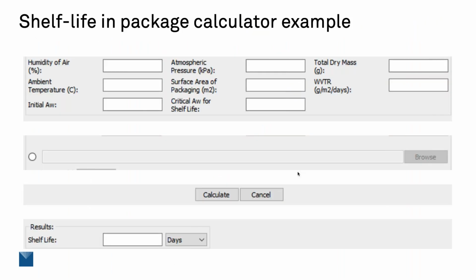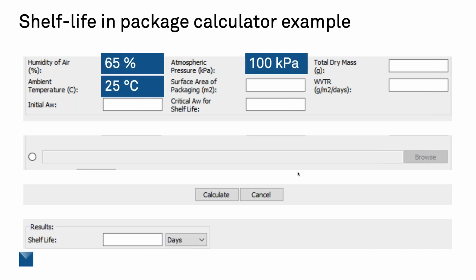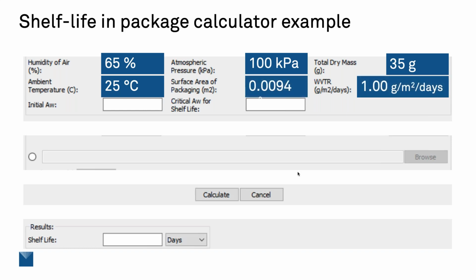All right, so this is the calculator that we use here at METER. You can see some of the information. We're going to go through a little bit of what I talked about before. So for my granola bar, the humidity I picked is 65% relative humidity. We've got sea level atmospheric pressure at 100 kPa, and my temperature is going to be 25 degrees C. Now this is just a little granola bar, so we've got a very small sample, 35 grams. The surface area of the packaging is also quite small, but we're in meters squared, so that is all good. And then I chose 1 as my WVTR, which is actually pretty good packaging, in grams per meter squared per day. Then we start with the initial water activity that I talked about, where it natively starts, at 0.20.